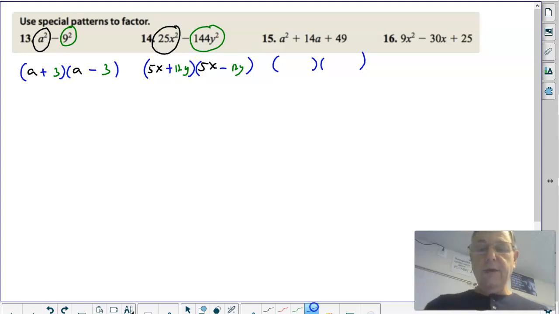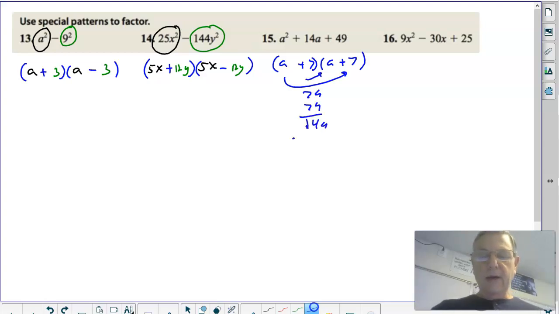But again, you're looking at this and A, and 49, 7, and 7. What's my check? 7A, 7A, sure enough, 14A. That is correct. And I would write my final answer like this. All right, the last one. Are there common factors? 3, 3, no 3.